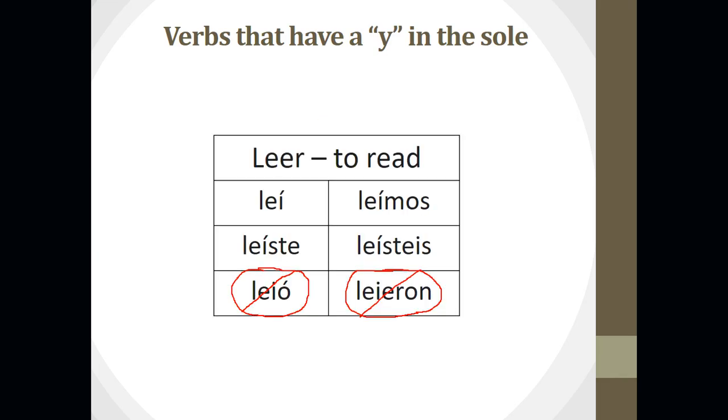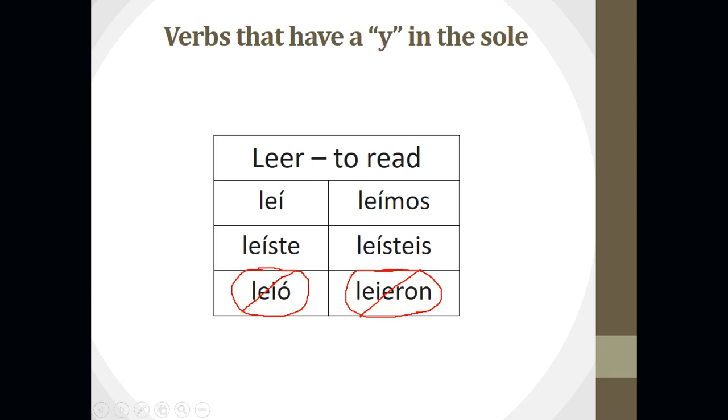Okay, let's look at leer, for example. Leer means to read. If you didn't know any better, you would conjugate leer like this. Leí, leíste, leyó, leímos, leyeron. But look at where these red circles are, crossed out. That is wrong. The reason that is wrong is because you have 3 vowels in a row. E-I-O here, E-I-E here. We want to avoid that triphthong. And to avoid that triphthong, we're going to change the I to a Y.